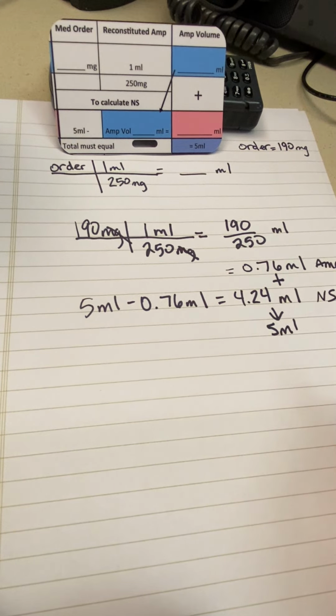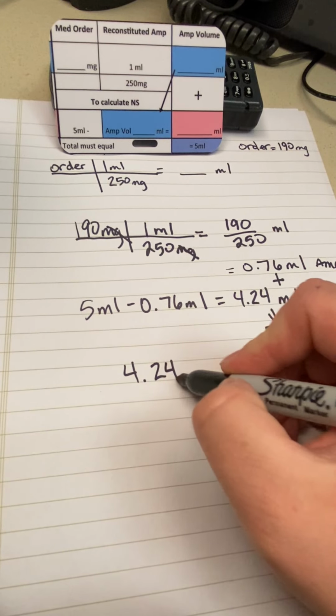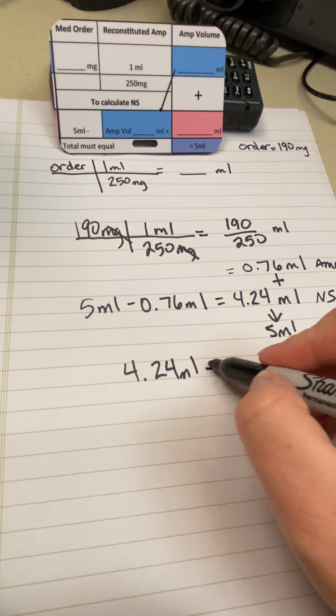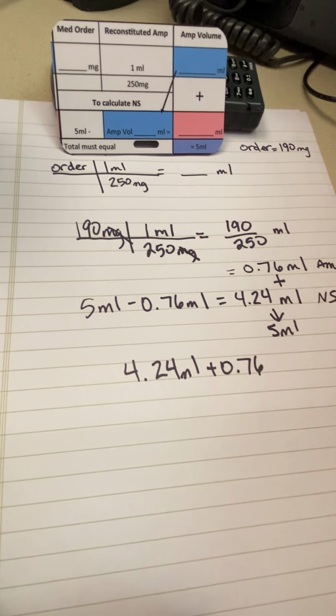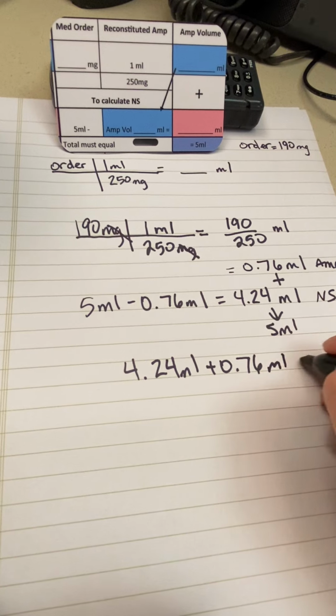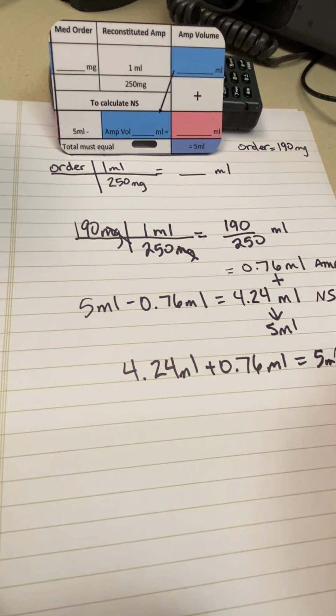So in order to double check that we have done our dosage calculation correctly, we're going to add 4.24 milliliters plus 0.76 milliliters. And that should give you a grand total of 5 milliliters.